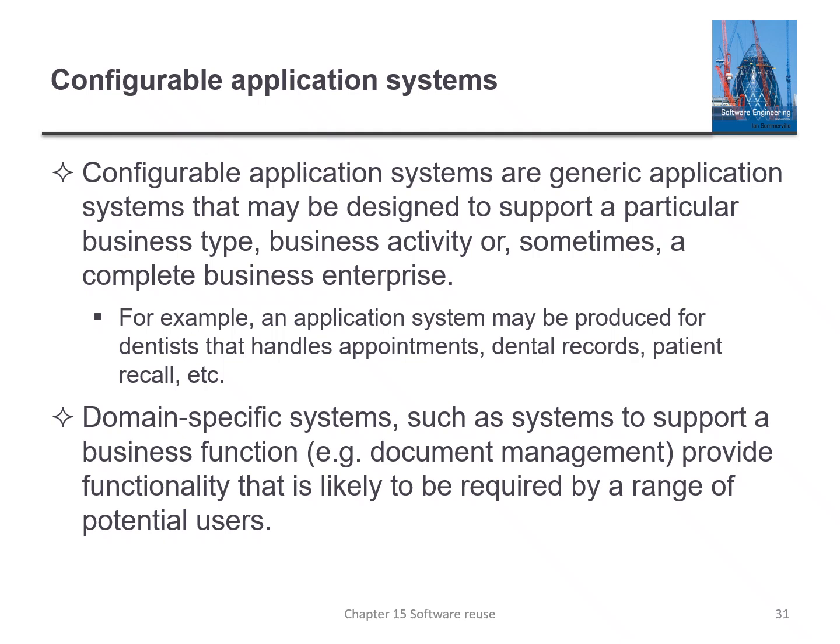For example, a system to support a business function, such as document management, provides functionality that is likely to be required by a range of potential users. Let's say you are designing a system for document management. It can be used across different industries, in schools, in hospitals, in small offices. So you can configure it a bit so that it can support different industries.